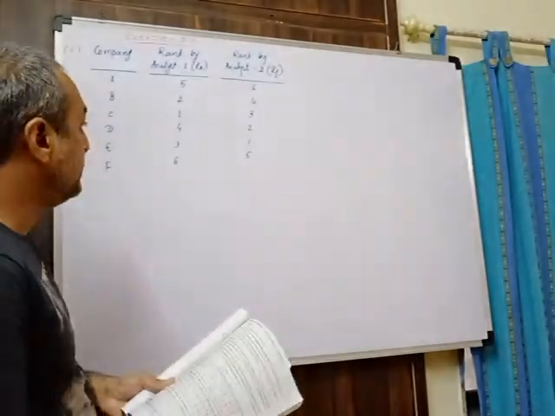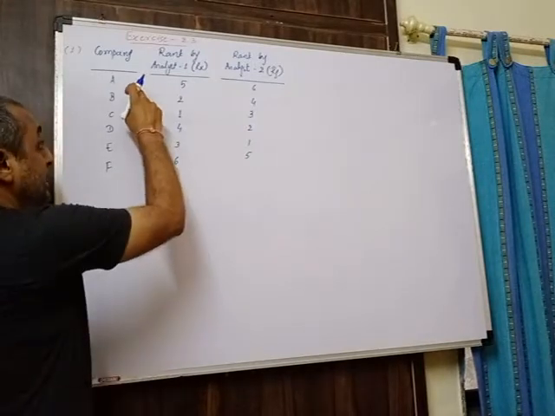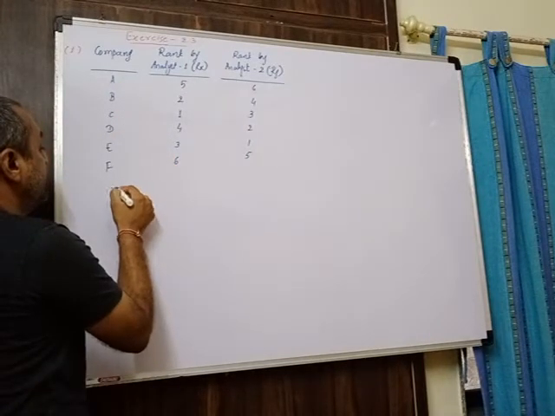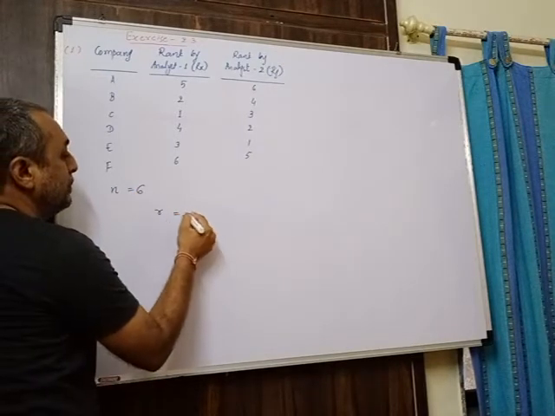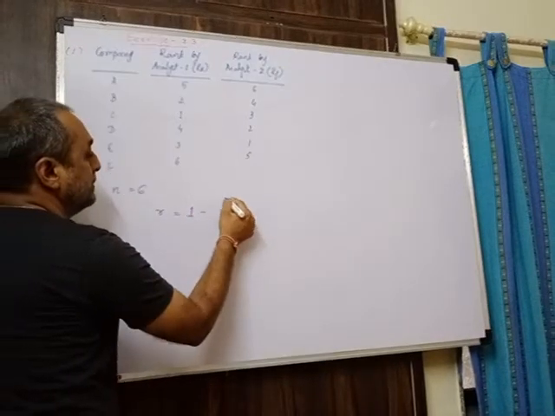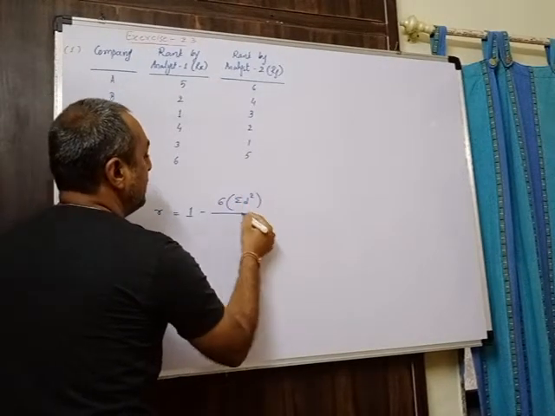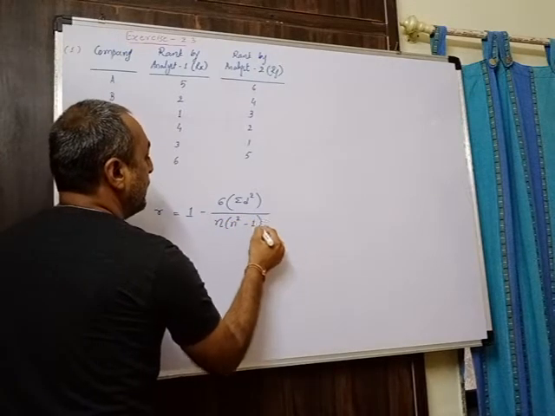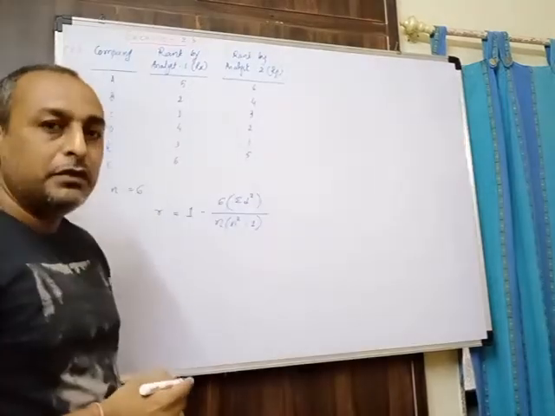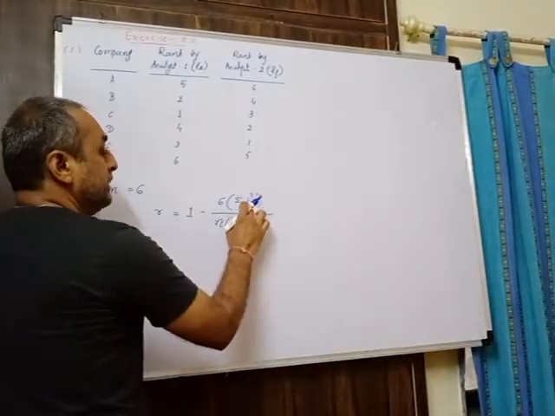For that purpose, first you have to write a formula. We have to calculate the rank correlation coefficient. There are 6 companies' information available, so n is equal to 6. Now the formula: R is equal to 1 minus 6 sum of d square divided by n into n square minus 1. This is the formula to calculate the rank correlation. Now we need to calculate d square total.